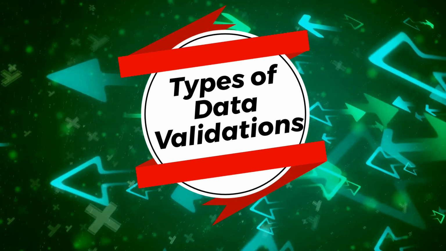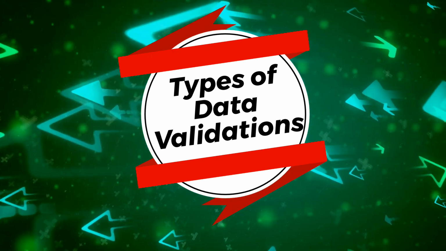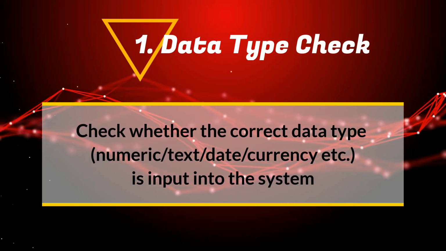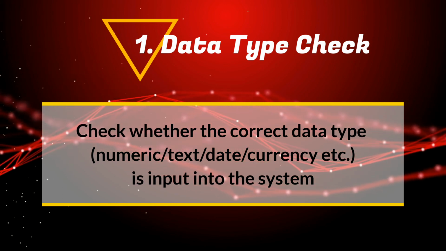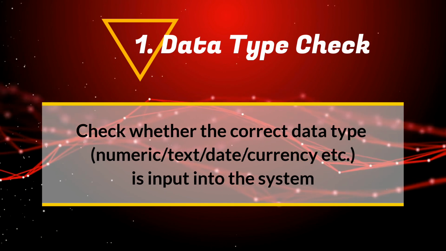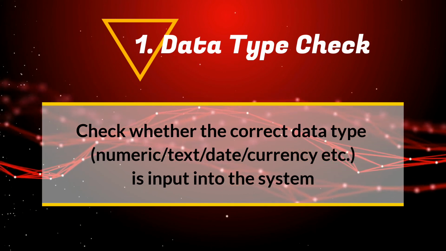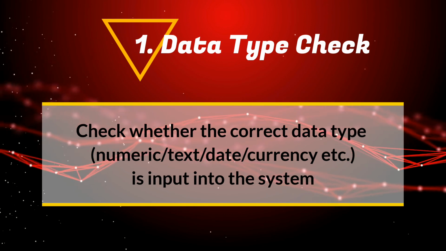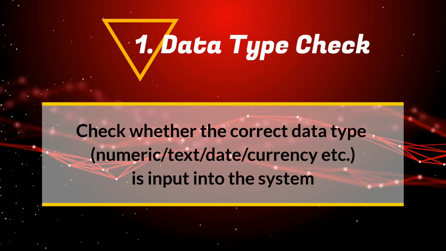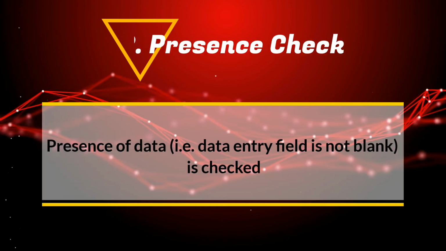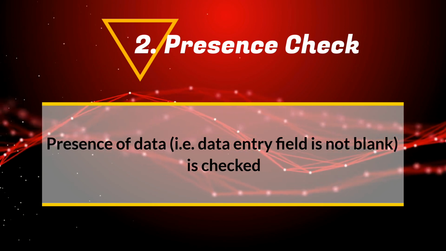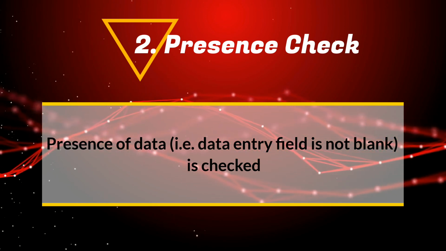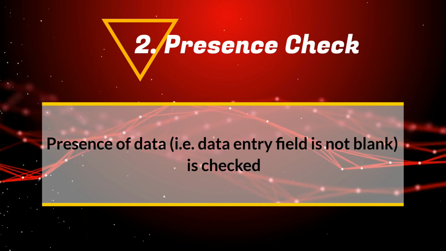Let's look at the types of data validations. Number 1. Data type check. That is, check whether the correct data type such as numeric, text, date, or currency is input into the system. Number 2. Presence check. That means the presence of data, or that the data entry field is not blank, is checked.